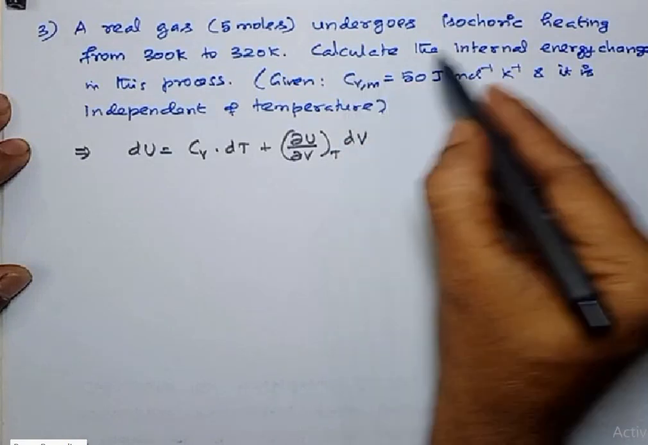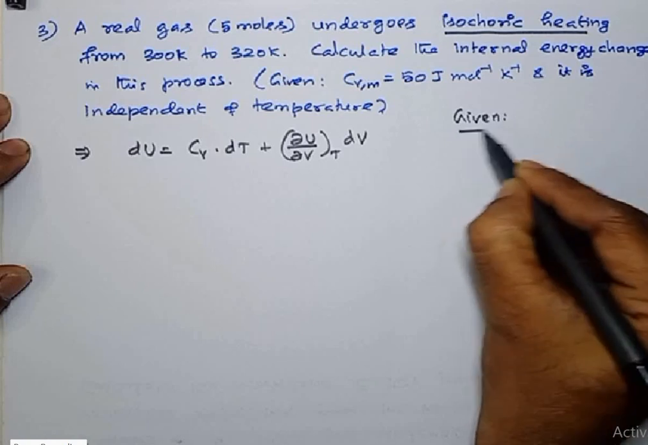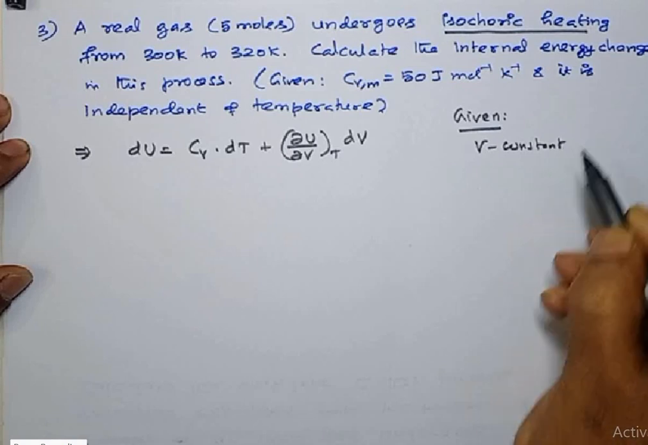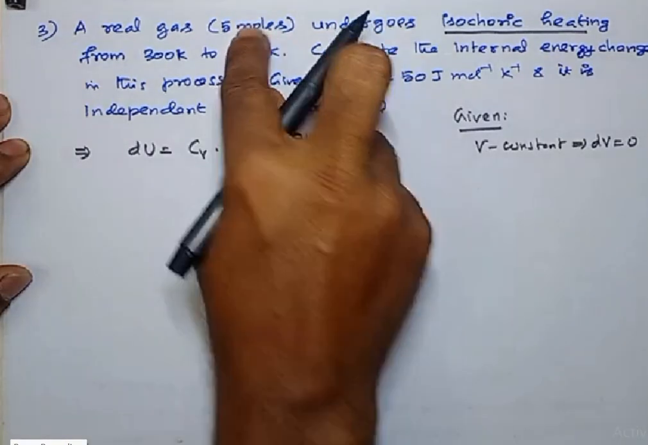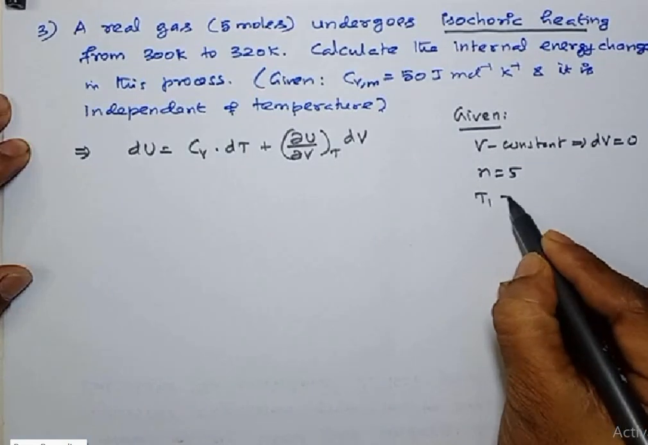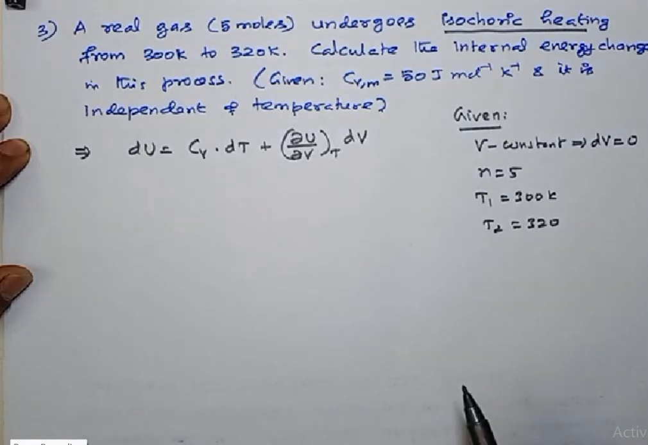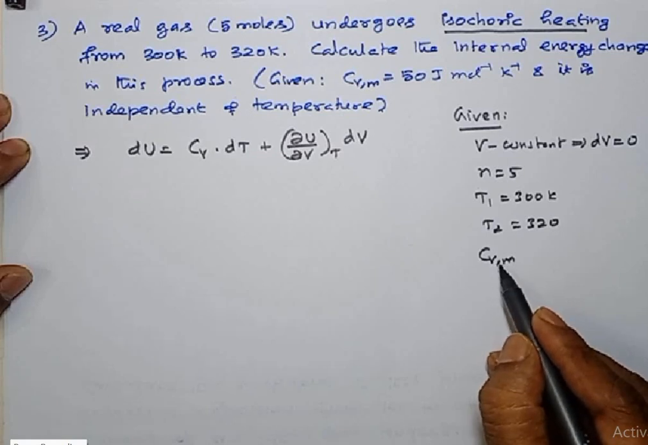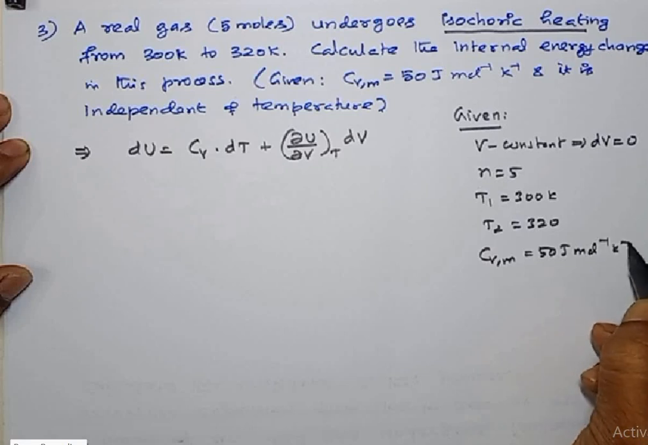Now it is given clearly that the process is isochoric heating. Isochoric means volume is constant, so dV should be 0. There are 5 moles of substance given. Initial temperature is 300 Kelvin and final temperature is 320 Kelvin. The CVM value, molar heat capacity at constant volume, is also given, which is 50 joule per mole per Kelvin.